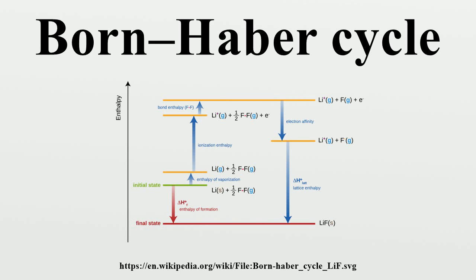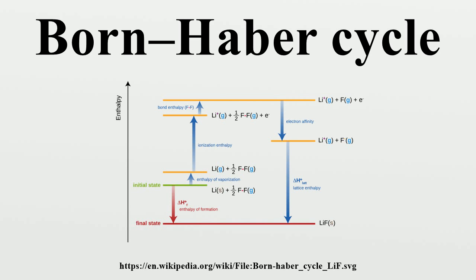A Born-Haber cycle applies Hess's law to calculate the lattice enthalpy by comparing the standard enthalpy change of formation of the ionic compound to the enthalpy required to make gaseous ions from the elements. This latter calculation is complex.